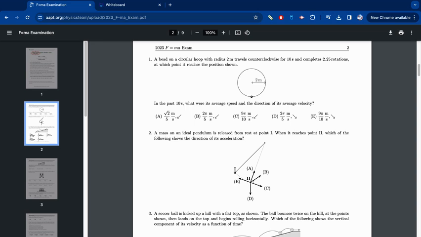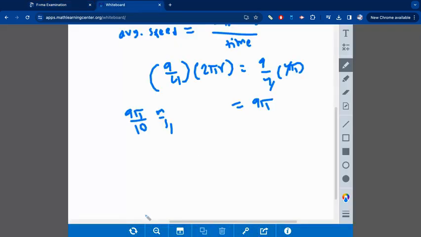So what our displacement's going to be is just the initial position and the final position. So from the initial position to the final position, the direction of the average velocity is going to be something like this, which means it should be E. So our answer is E.